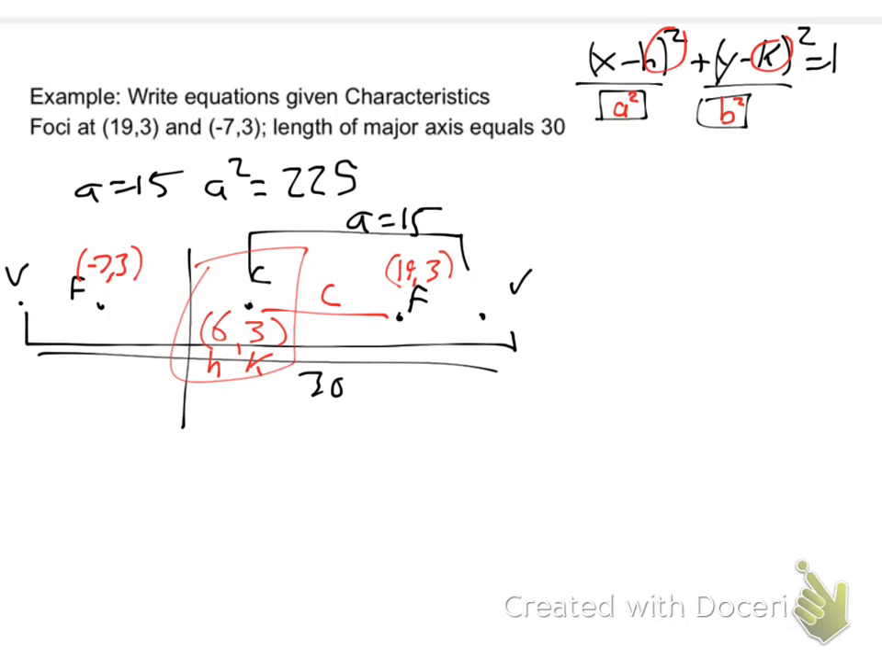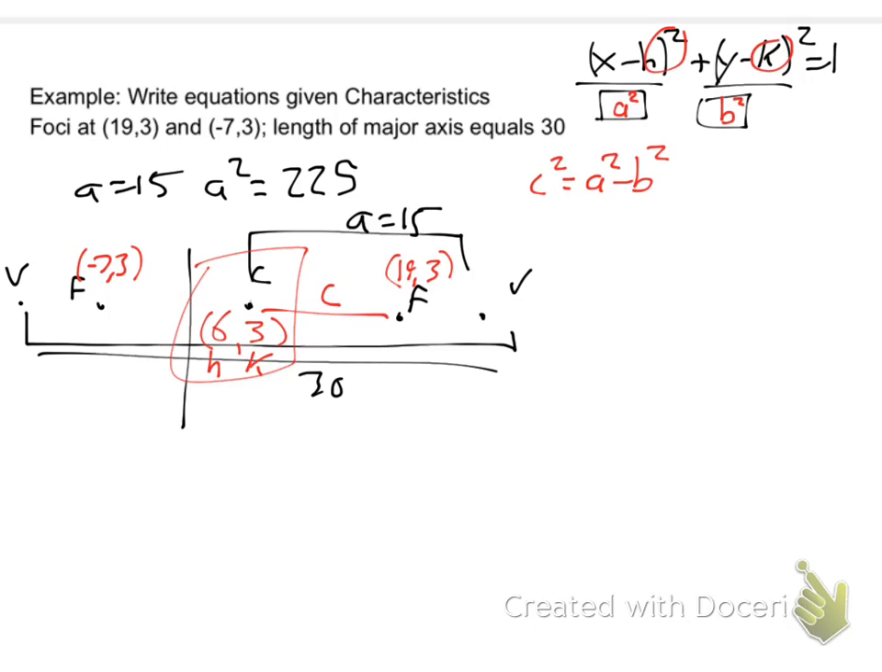I now need to find B. B is your minor axis. I don't have any information about my minor axis. What's the link between my A's, my B's, and my C's? C squared is equal to A squared minus B squared. I know A squared. Do I know C squared? Do I know B squared? Here's the thing. I actually can find one of those right now. Which one can I find?